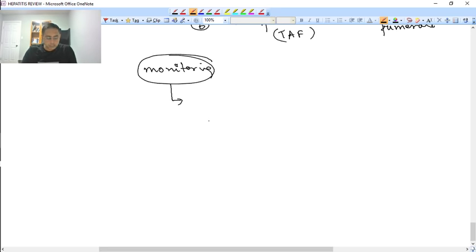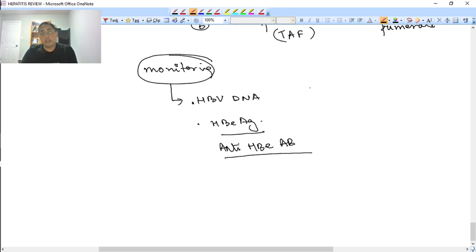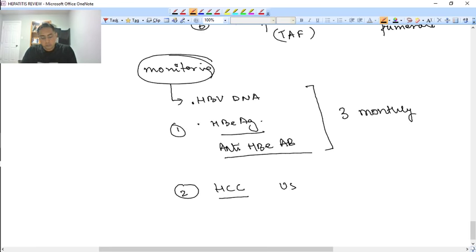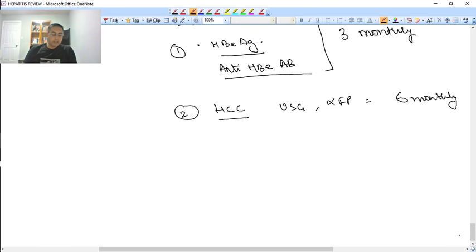In case of hepatitis B infections, we check for hepatitis B virus DNA, and we shall be checking for HBe antigen because of the response to treatment, or we check for the anti-HBe antibody. This has to be done as a 3-monthly procedure. Second, we shall also check for hepatocellular cancers using ultrasonography, or we'll check for alpha-fetoprotein levels, and this is usually done 6-monthly. So we shall have 6-monthly screening for hepatocellular cancers.